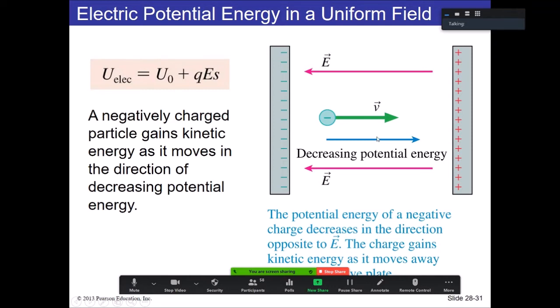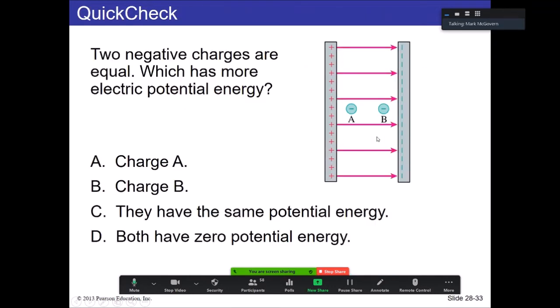Okay, question again. Two negative charges are equal. Which has more electric potential energy? Very good. Really the best way to think about this is which charge is going to fall farther, because we're converting potential energy into kinetic energy. So which object, A or B, is going to be moving faster at the end of this? B will. So it has to have more potential energy. Excellent.